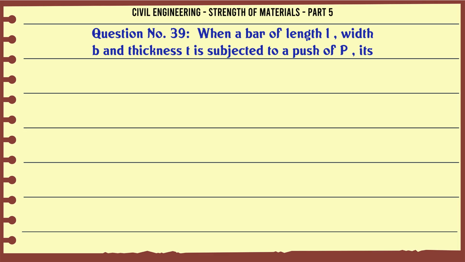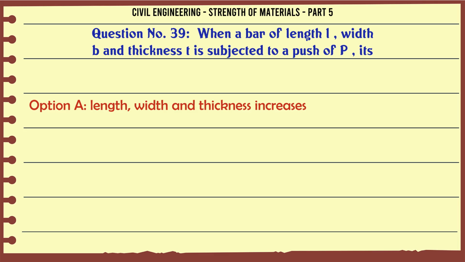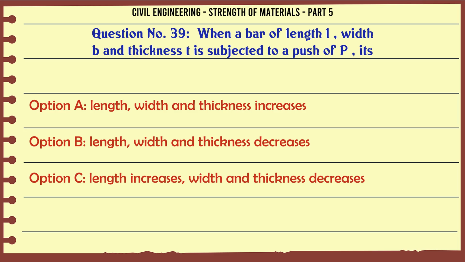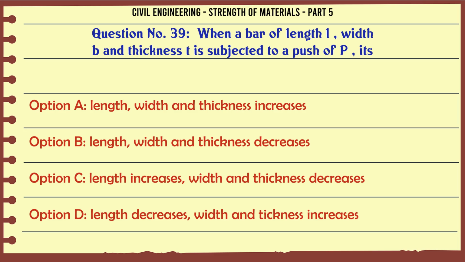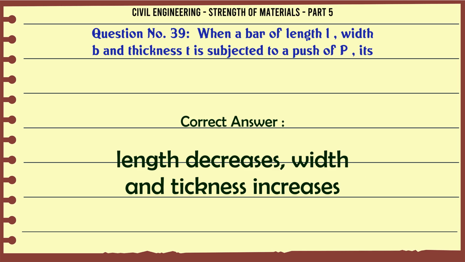When a bar of length L with width B and thickness T is subjected to a push of P, its: A. length, width and thickness increase, B. length, width and thickness decrease, C. length increases, width and thickness decrease, D. length decreases, width and thickness increase. The correct answer is length decreases, width and thickness increase.